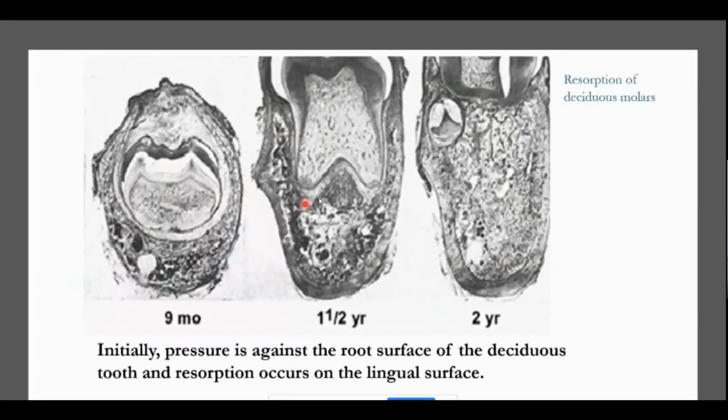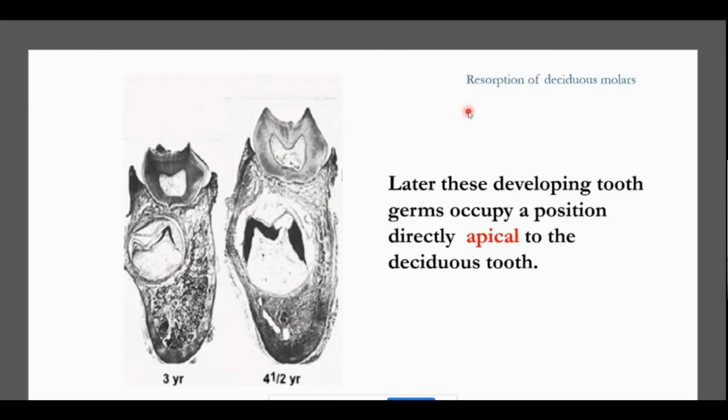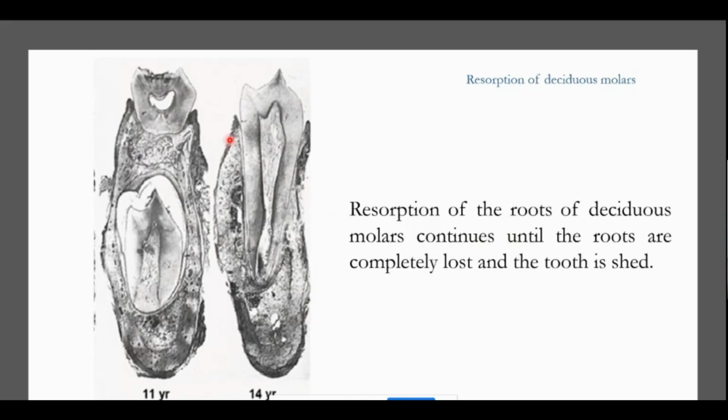So initially the pressure is lingual to the primary tooth. As you can see here, this is the permanent tooth germ of the deciduous molar, and this is the primary tooth which is erupted into the oral cavity. So initially it applies pressure on the lingual surface, but eventually they come to lie between the roots of the primary tooth. Okay, so the permanent tooth germ comes directly underneath the primary tooth germ, directly apical, you can say, and it starts resorbing the roots of the primary tooth.